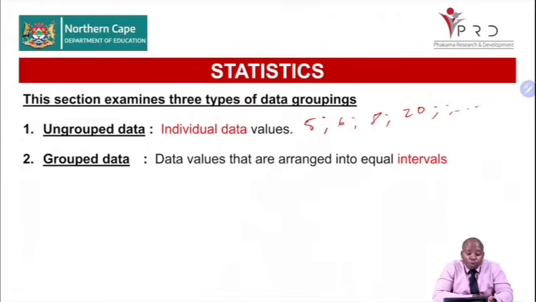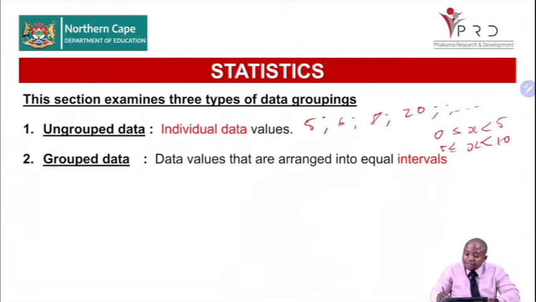And we are also going to focus on grouped data. These are data values that are arranged into equal intervals. So here we may have an interval that says 0 is less than or equal to x, which is less than 5, then 5 is less than or equal to x, less than 10. These are the class intervals. Between 0 and 5, we have 7 data values. Between 5 and 10, we have 20 data values.